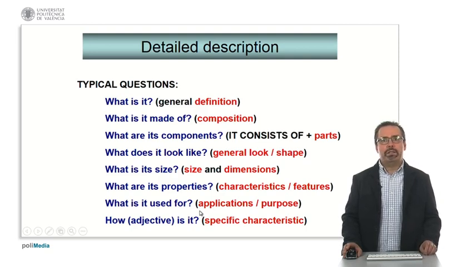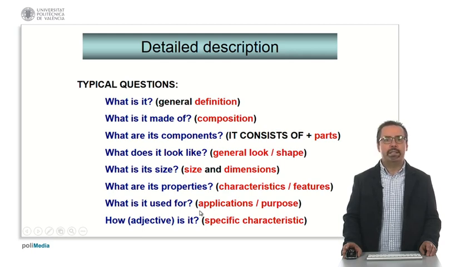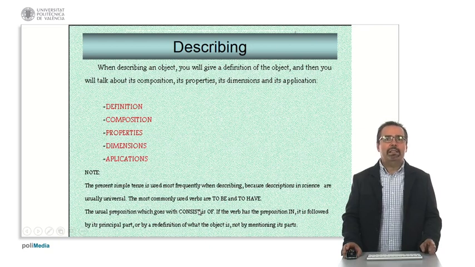These are the typical questions you ask yourself or other people in order to obtain a detailed description of an object. What is it? This gives the definition or general description. What is it made of? The composition. What are its components? What does it look like? For general look or shape. What is its size and dimensions? What are its properties? What is it used for? The purpose or applications. Or how plus an adjective to give a specific characteristic. We can, depending on the object, as I said, focus on certain aspects, the composition, the properties, dimensions, applications, etc. when we describe something.